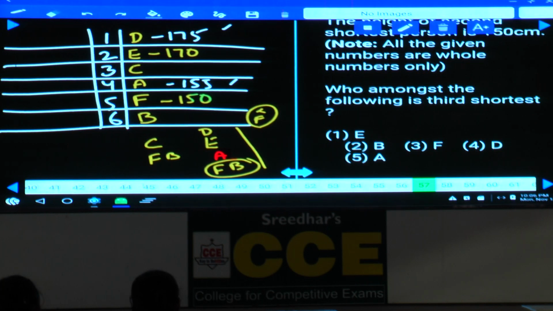Then coming to 57, who among the following is the third shortest? A is the third shortest, that is choice 5.